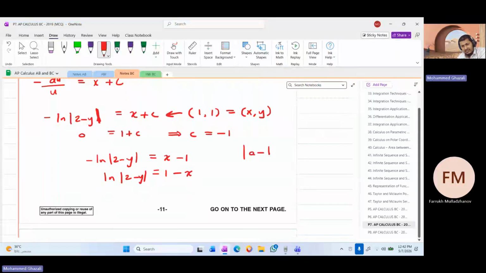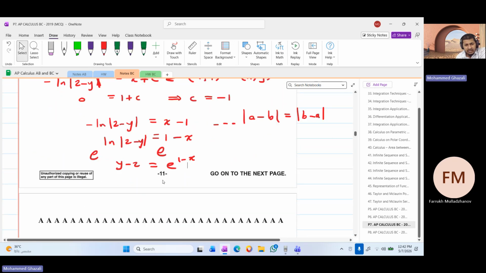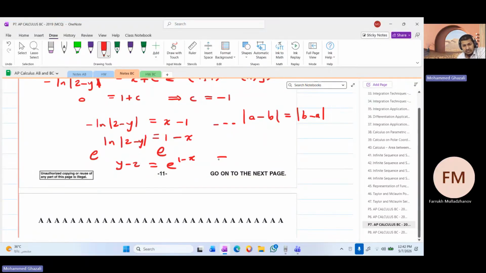Now, the absolute value of a minus b is the same thing as the absolute value of b minus a. So I can just make this y minus 2, right? I'm going to e both sides. So e and ln fall off. Remember what I said? With the absolute value, I'm going to make it y minus 2 is equal to e to the power 1 minus x. And then take the 2 over, I will add it. So this implies y is equal to e to the power 1 minus x plus 2.